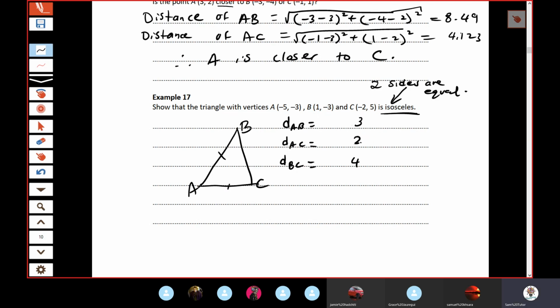If you get all three of them being different, then you've also done something wrong, because it's got to be an isosceles. So all you're going to get is something like that, or maybe something like this. Whatever. As long as you're going to show that two of the sides are equal. So, very simple question. Like I said, find the distance of AB, find the distance of AC, find the distance of BC, and fingers crossed, if you haven't done it wrong, two of these should be exactly the same. All right, I'm going to leave that for homework.